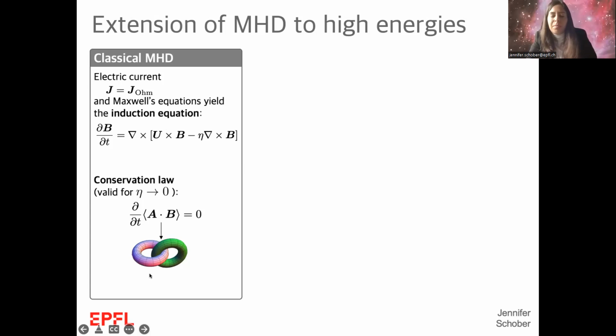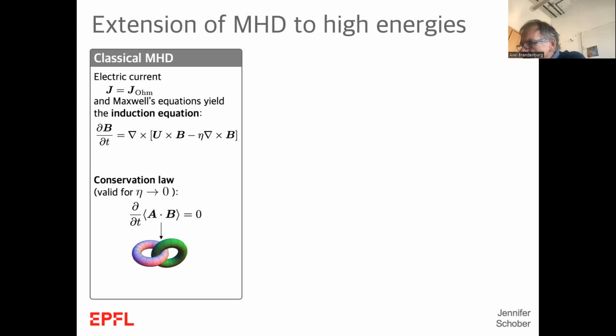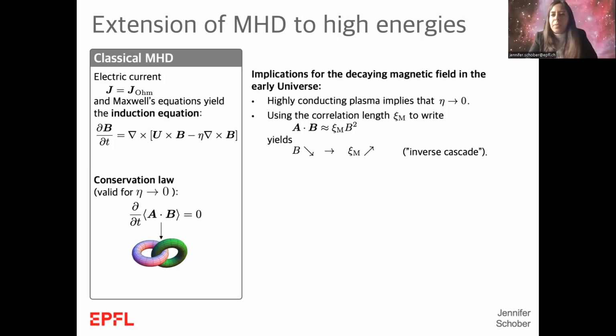I added here these ropes as a sketch. The magnetic helicity is, of course, a topological property of the magnetic field, describing how it's wrapped around itself. And this magnetic helicity conservation has a very important consequence for the early universe. First of all, this limit eta goes to 0 is very well satisfied in the early universe, because it's a highly conducting plasma.